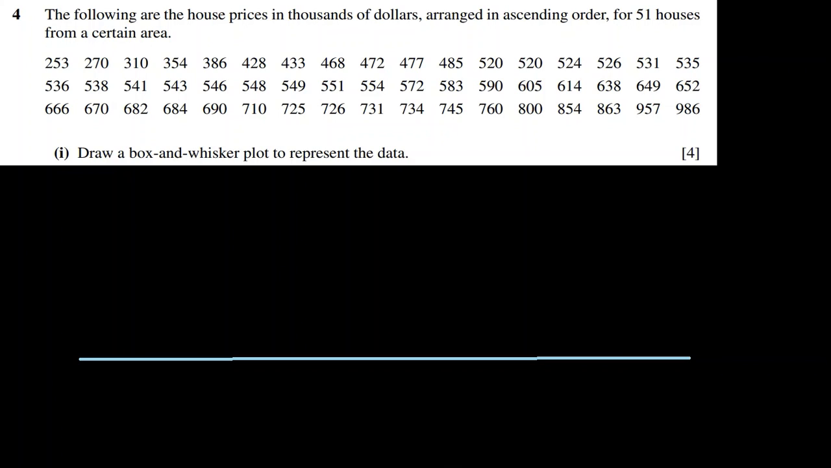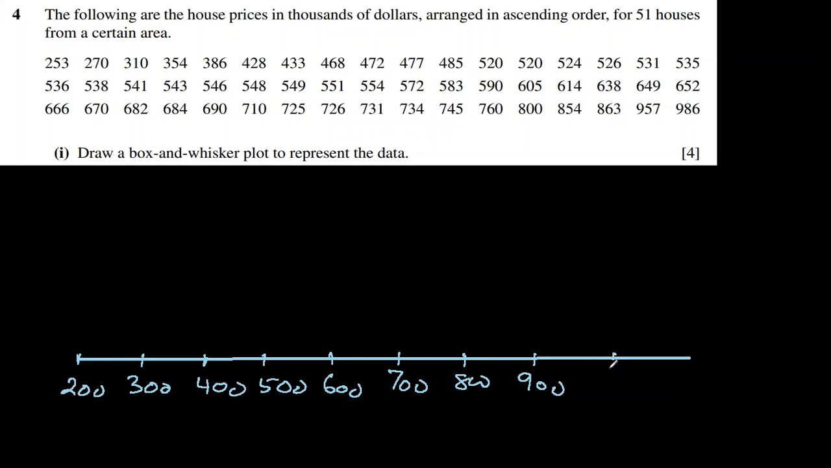and let's see what is the smallest number here, 253, and the highest is 986. So let's do one thing. Let's start with 200 and end at 1000, so that we have a uniform scale. They have not suggested a scale, so we will use this way. Okay, so first things first, we should start with the minimum value, which is 253.